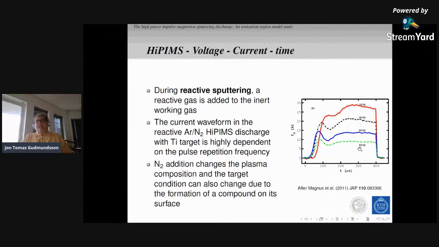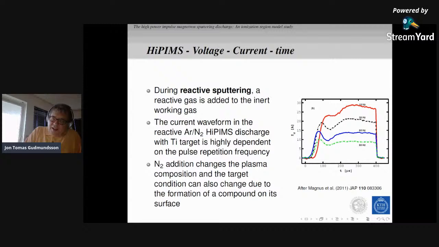And as we lower the repetition frequency, we see an increase in the discharge current. So the lower the frequency, the higher the discharge current. And this is actually counterintuitive. This is not what we would have expected. So this is something that is worth exploring further.